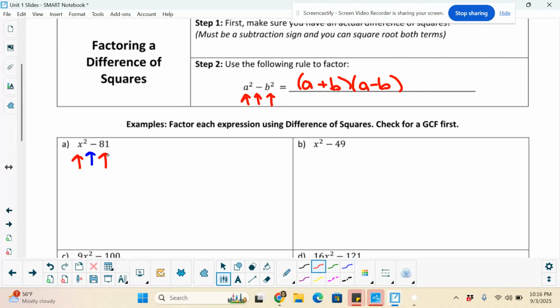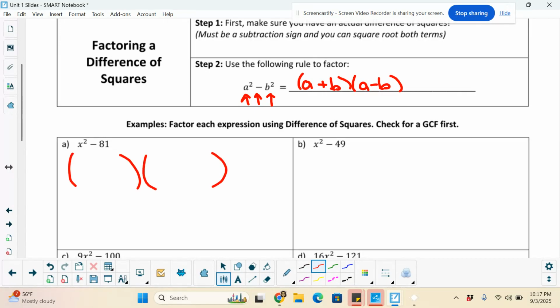And then we look at our second term here. Make sure that that is a perfect square. Now remember, a perfect square is any number where there's a number times itself that gives you that. So for instance, 81 is a perfect square because 9 times 9 is 81. All right? So we can say, yes, this is a difference of squares. So we're going to break this down into two parentheses.